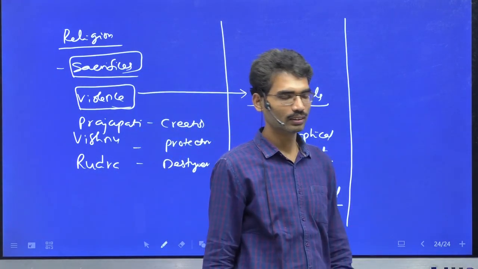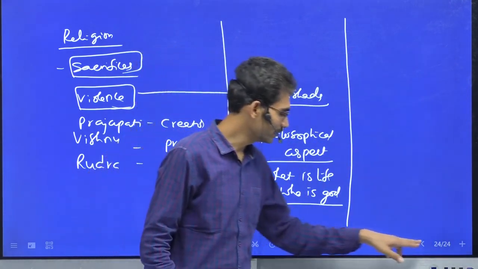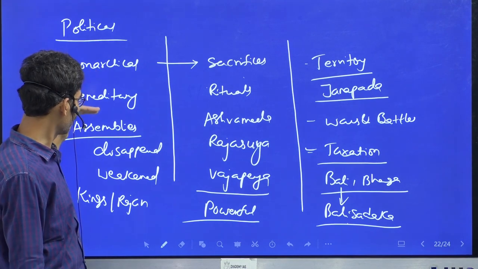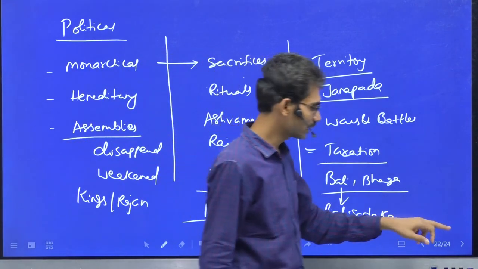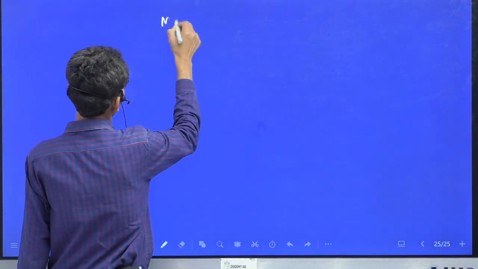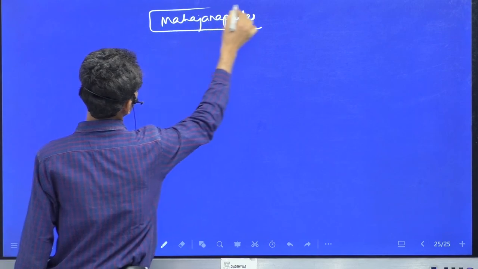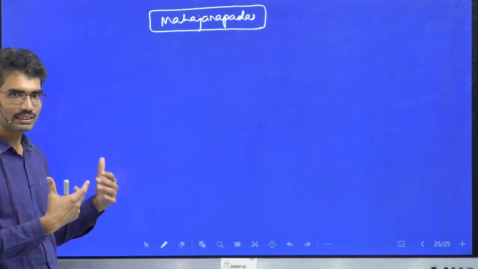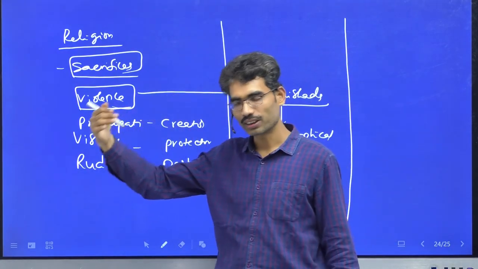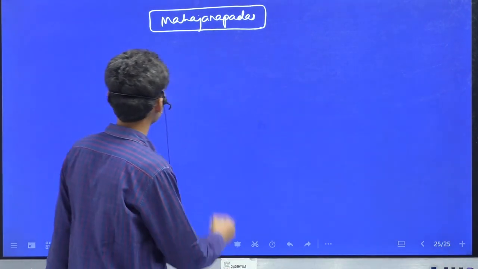This is how the later Vedic time period was. Now, after the later Vedic time period, politically, the monarchical system developed and hereditary assemblies disappeared. This gradually gave rise to different kingdoms called Mahajanapadas. Whatever culture was laid down up to now is almost going to be a permanent feature from now onwards. Different kingdoms will come, with different contributions. Now you can see here, Mahajanapadas.